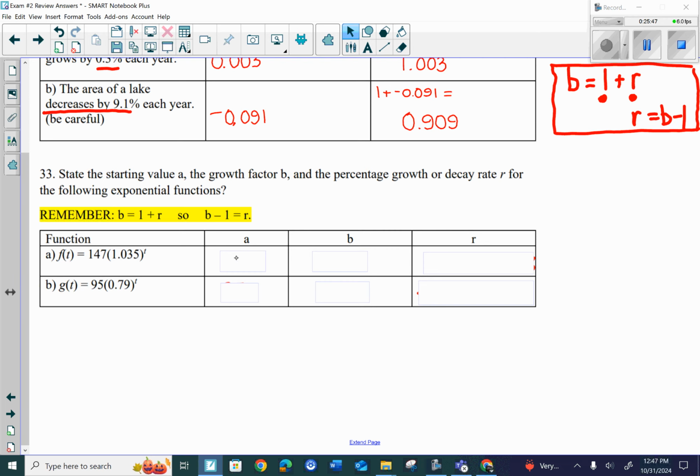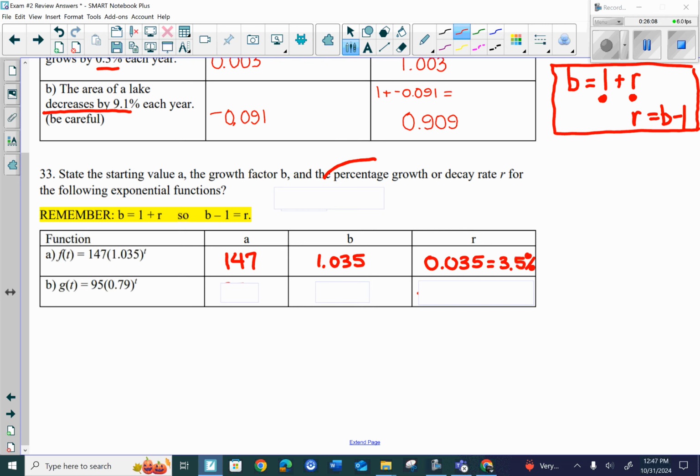We can see that the a value is the 147. The b value would be 1.035, and since b is equal to 1 plus r, to solve for r, we just take 1 off of that growth factor to get the growth rate, which is 0.035, and translate it into percentage, because they requested percentage growth or decay rate, so that we would need 3.5%.